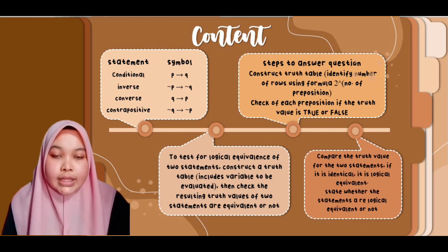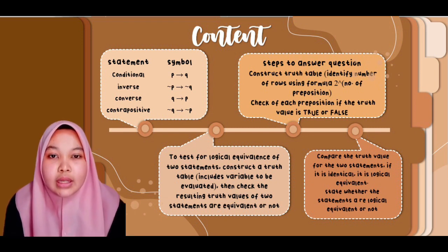For the converse statement, we just need to swap the positions of the variables. For example, if we have P implies Q, for the converse statement we change the position of P and Q, and we will get Q implies P. And the last one, the contrapositive statement, depends on the converse statement, and then we just need to add the negation symbol to both variables, and then we will get negation Q implies negation P.